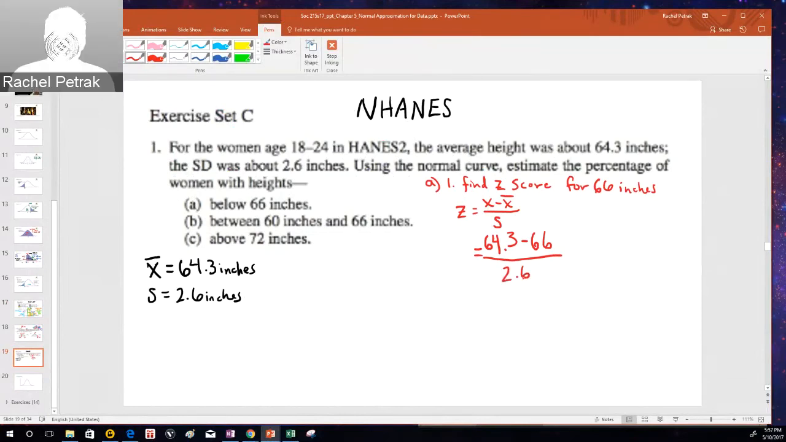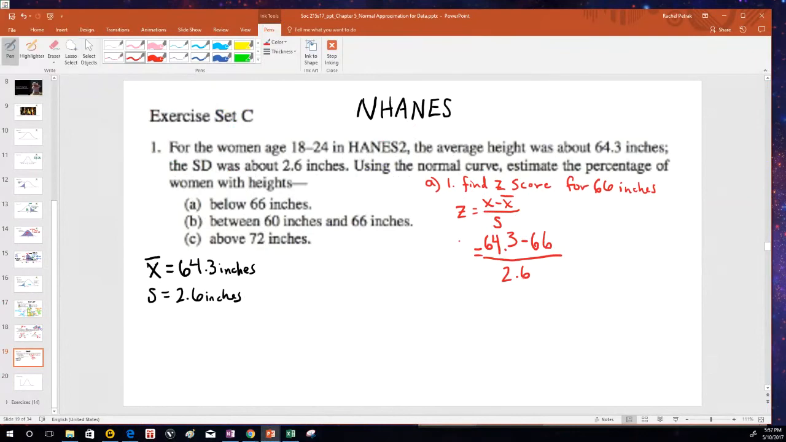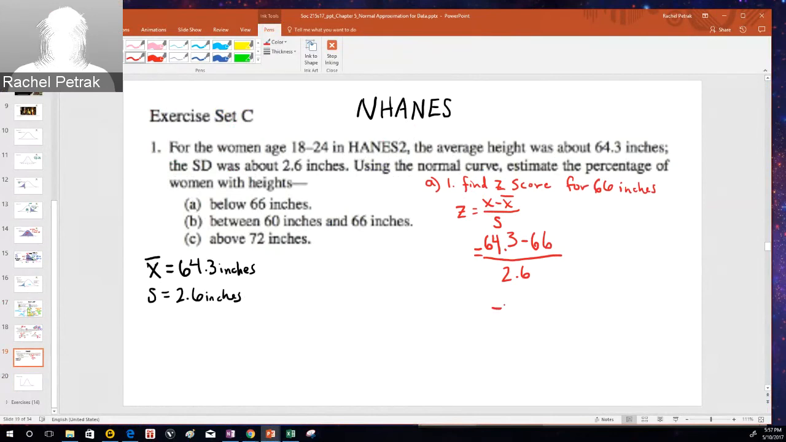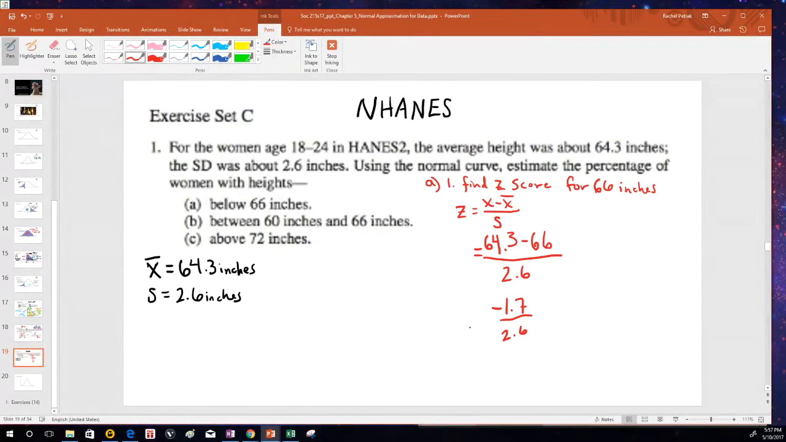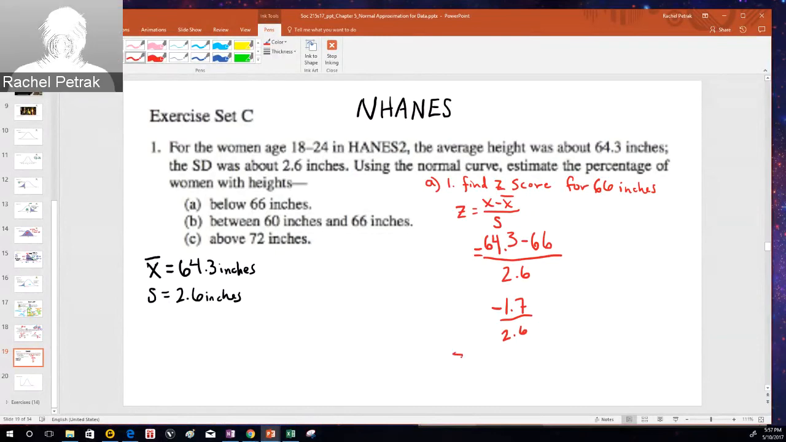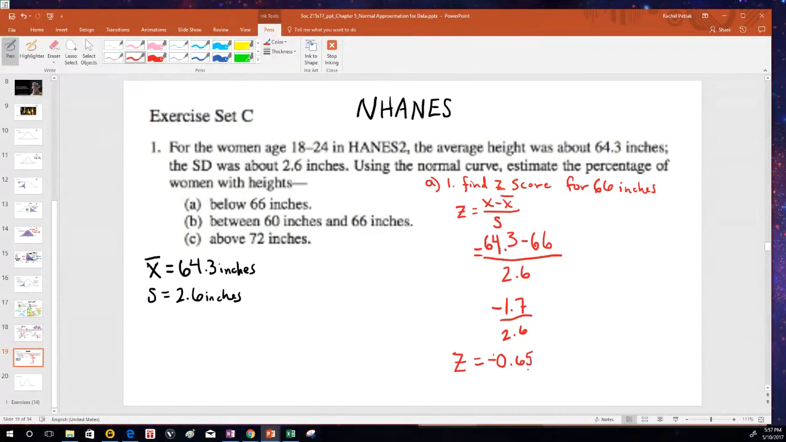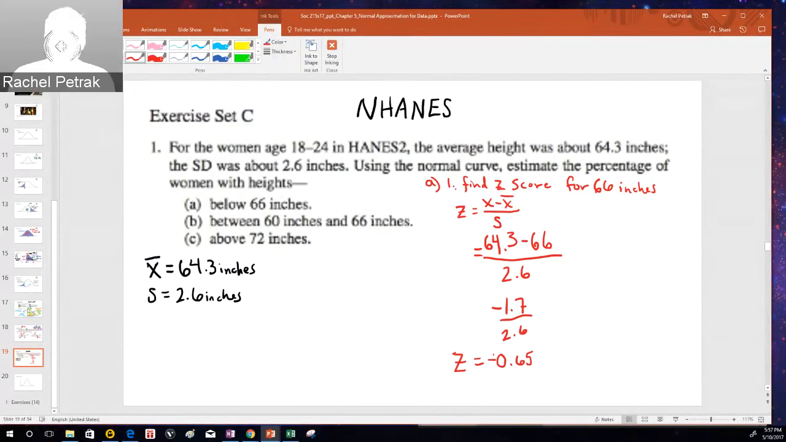So now let's go ahead and work this out. For the top, I get 1.7 divided by 2.6 for our numerator, and we end up with a z-score of negative 0.65. Great. We solved our part 1 here.